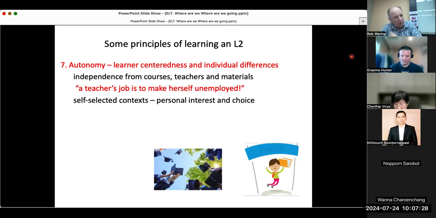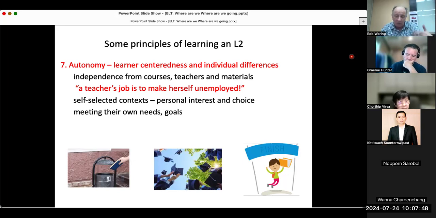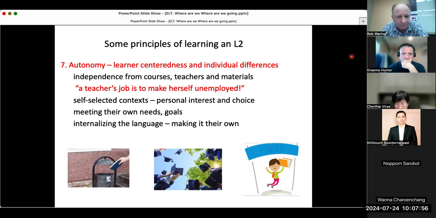And this means also that students need to be looking at materials which are hopefully self-selected, something that matches their personal interest and their choices. So eventually, they won't need the dictionary, and we can just throw them away. So we need to meet their goals, not necessarily our goals. Now, sometimes they all have common goals, but individually they're all going to need their own needs met and meet their own goals. So we need to reflect that as much as we can.